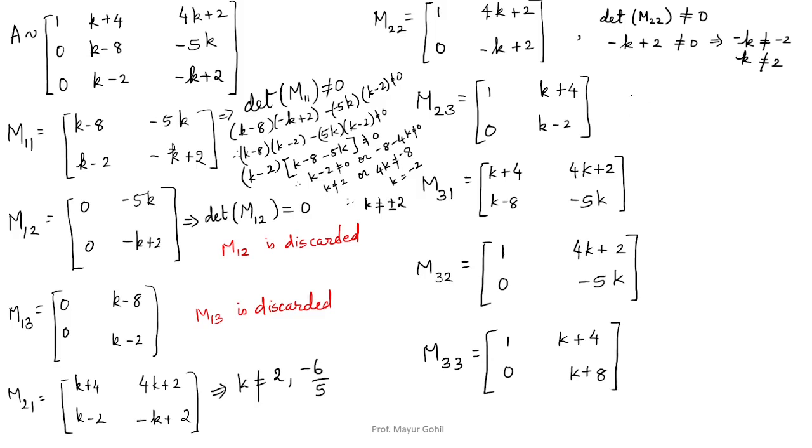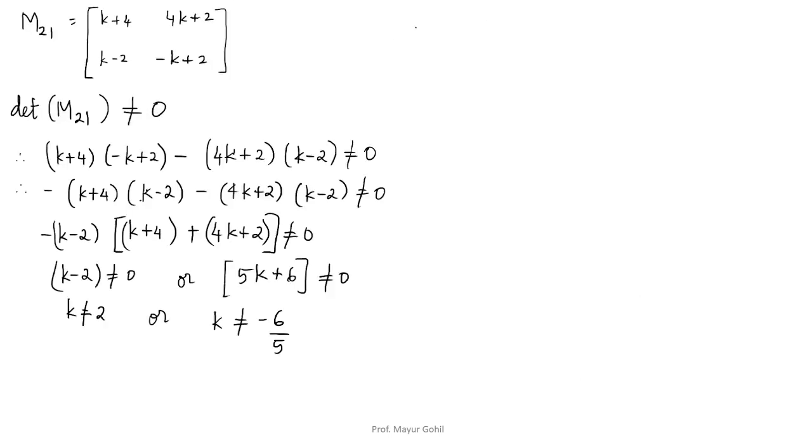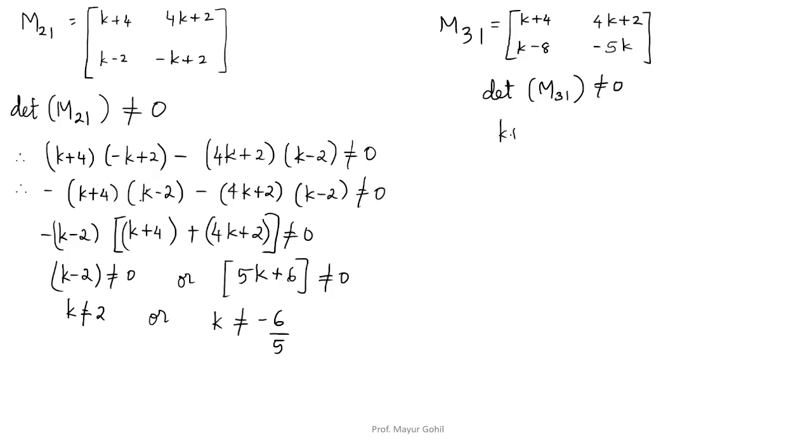Again from the second case, determinant here M23, when it is not equal to 0, we have found out that k minus 2 is not equal to 0, so this implies that k is not equal to 2. Again this possibility is gone. The next case is this M31. For M31 we will need to find, let us see what happens there. Now determinant M31 not equal to 0 implies that k plus 4 times minus of 5k minus of k minus 8 into 4k plus 2 is not equal to 0.